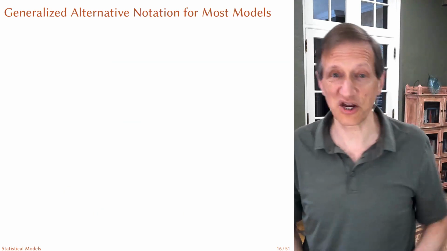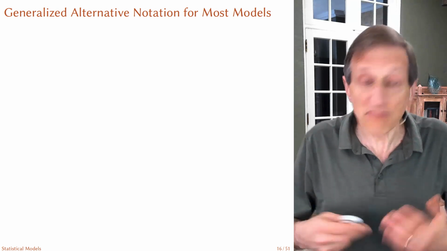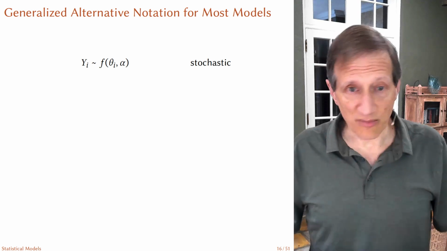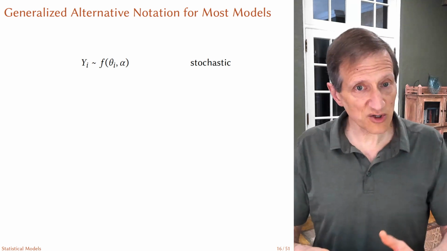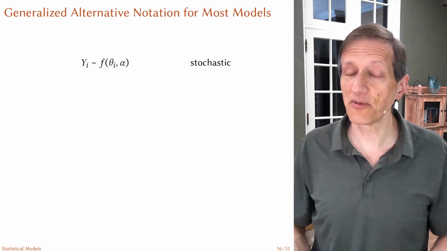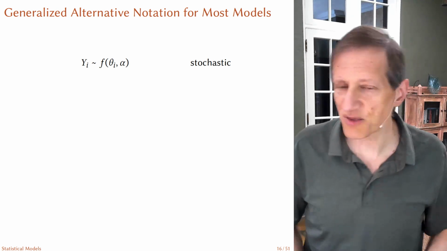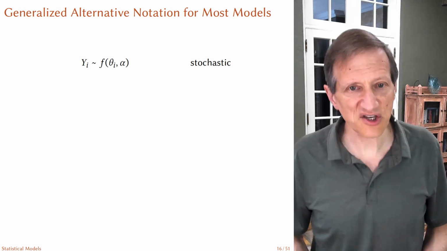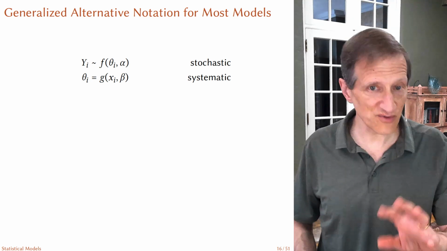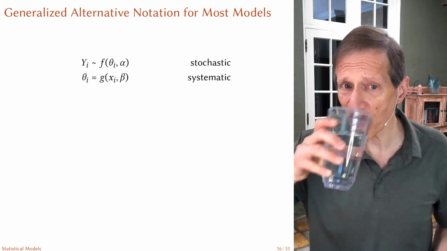Now let me generalize this alternative notation to most statistical models, or a very large number of them. For starters, we're going to have y distributed according to some probability distribution with two parameters. I'm going to go through each of these parameters very specifically. That's going to be our stochastic component. And we're going to have a systematic component. G is not linear; it could be any kind of functional form.